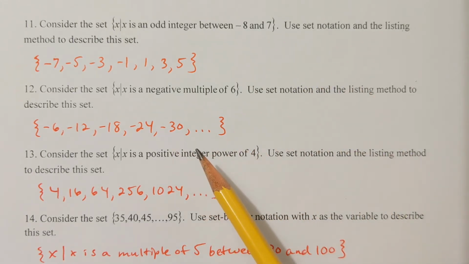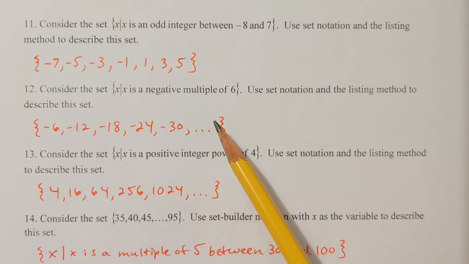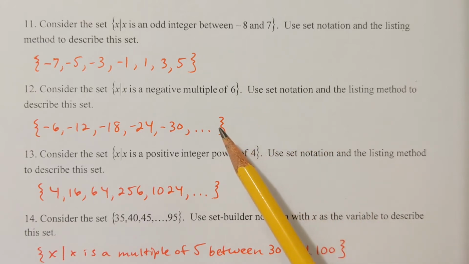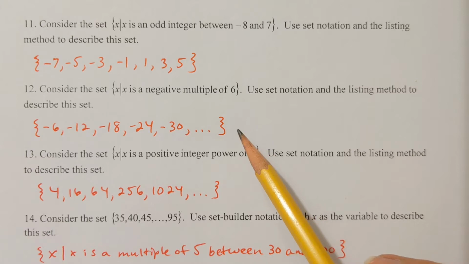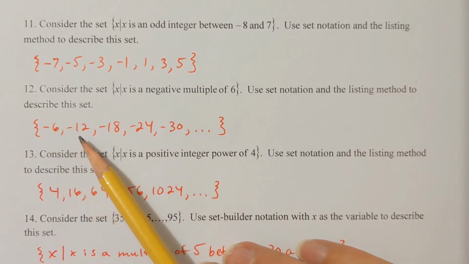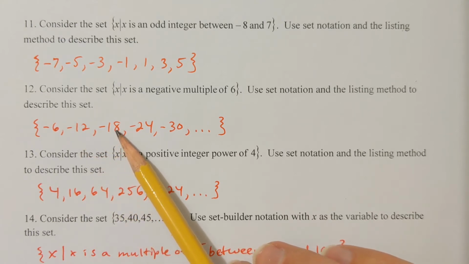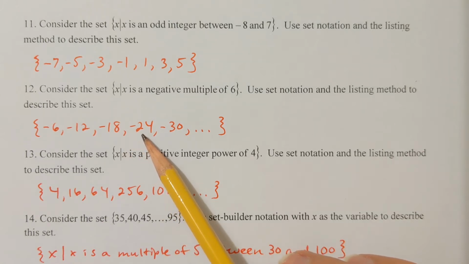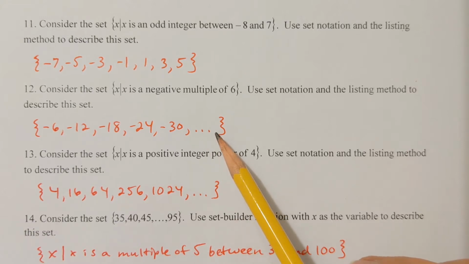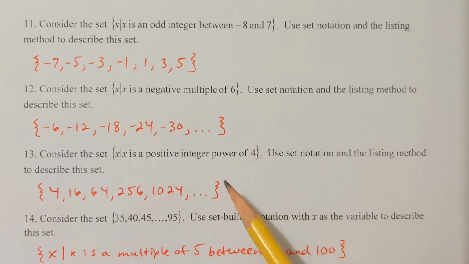Problem 12, consider the set which is the set of all x such that x is a negative multiple of 6. Okay, use set notation and the listing method to describe the set. Okay, so a negative multiple of 6 means I got 6 times -1, that's -6. 6 times -2, that's -12. 6 times -3, that's -18. 6 times -4, that's -24. And I would just list all those. Of course, this set would be infinite, since the ... would mean that the list never ends there.